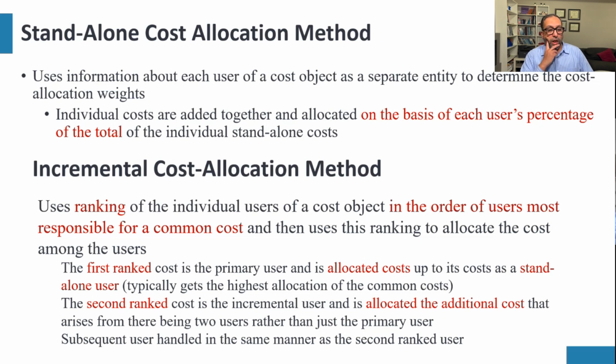We divide it. Incremental cost uses ranking of the individual users of the cost object in order of users most responsible for a common cost, and then uses this ranking to allocate the cost among the users. The first ranked is the primary user, and the allocated cost up to its cost as a standalone user typically gets the highest allocation of the common cost. The second ranked is the incremental user and is allocated the additional costs that arise from there being two users rather than just the primary user. Subsequent users are handled in the same manner as the second ranked.